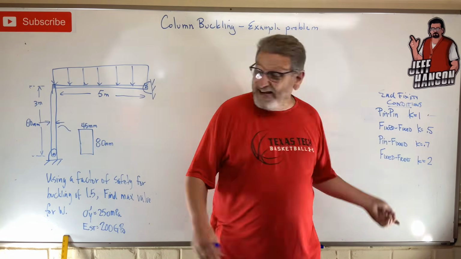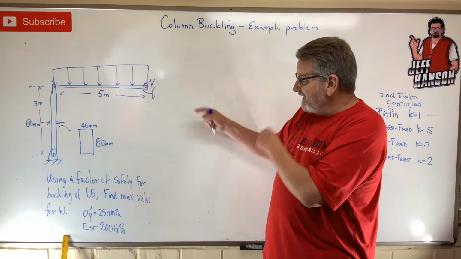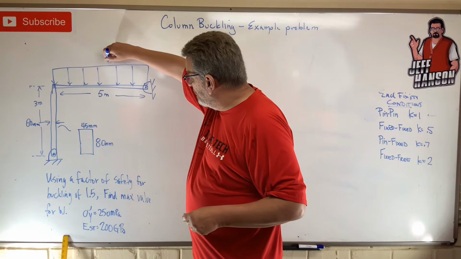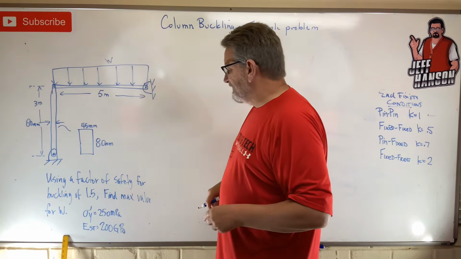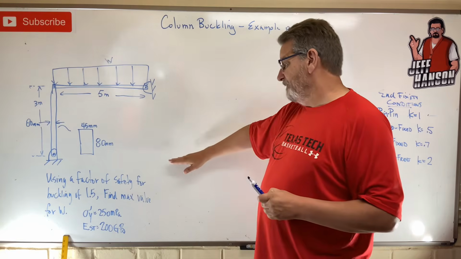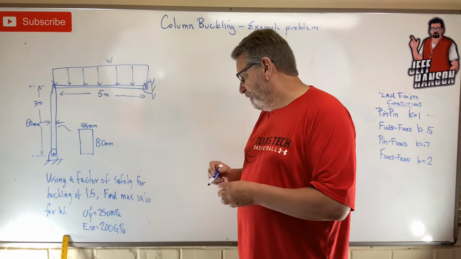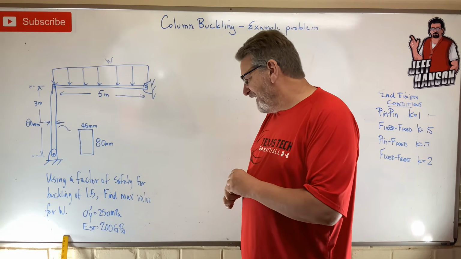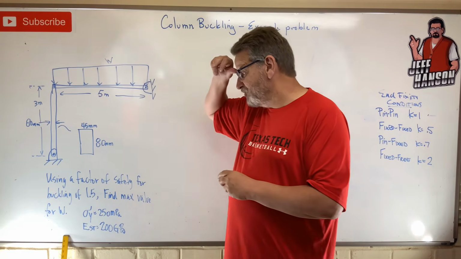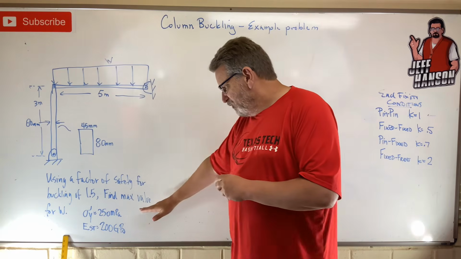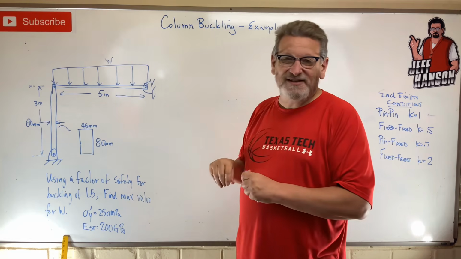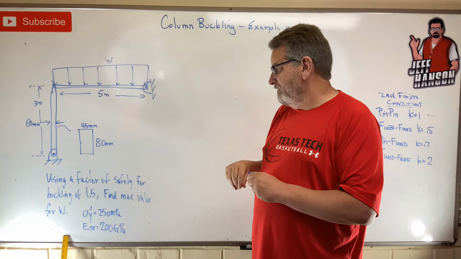So let's see if we can use these to solve this, okay? Now this looks like, that's a W. It looks like a statics problem, doesn't it? Okay, let's see what we've got here. Using a factor of safety for buckling of 1.5, find the max value for W. How big can that distributed load be? Okay, they've given us yield stress, and they've given us the modulus of elasticity for this material, okay?